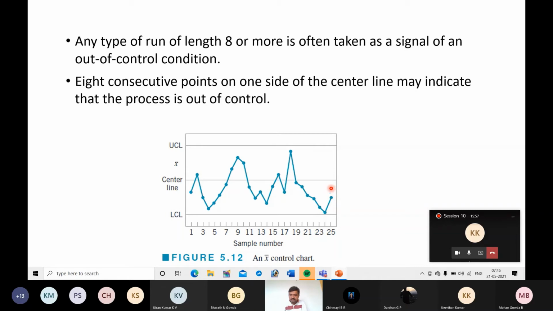Similarly, if you get one more point, that will be an indication of an out of control condition. So this is the center line, below the center line. So 3, one after the other. So you have 7 consecutive points. Whereas if you get 8 consecutive points, that might be an indication of the process being in an out of control condition.